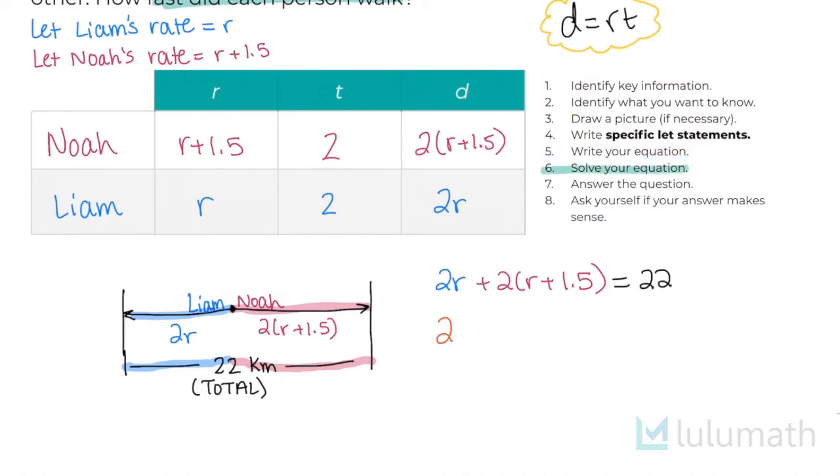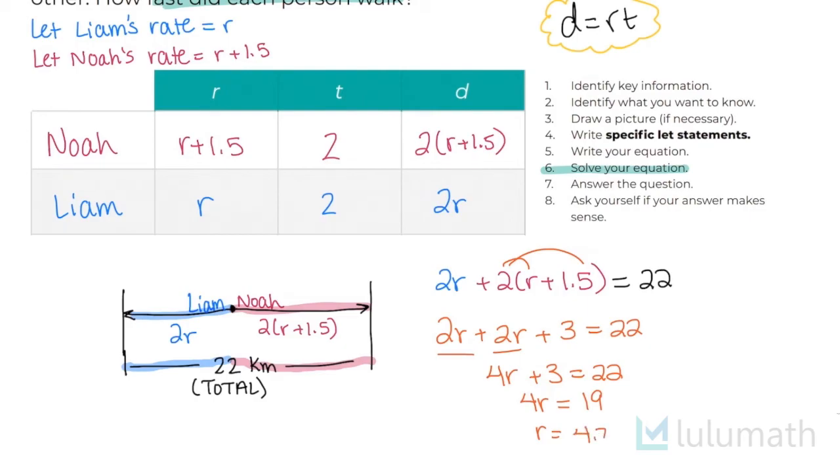I'm going to copy down this 2R, and then I'm going to distribute the 2 through. So 2 times R is 2R, and then 2 times 1.5 is 3, and then I'm going to copy down this equals 22. Okay, and then I'm going to collect my like terms. So 2R and 2R together give me 4R. Copy down this plus 3, and that's going to equal 22. I'm going to subtract the 3 from both sides, so I end up getting 4R equals 19. Divide both sides by 4, and I get R equals 4.75.